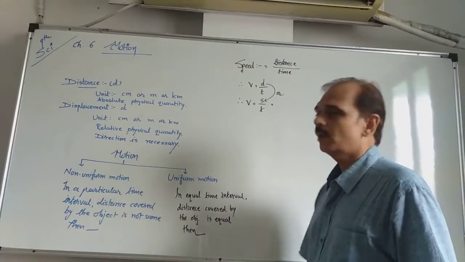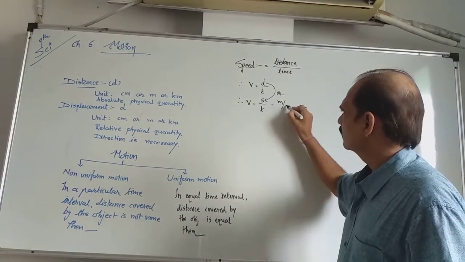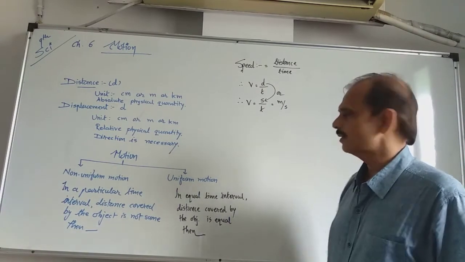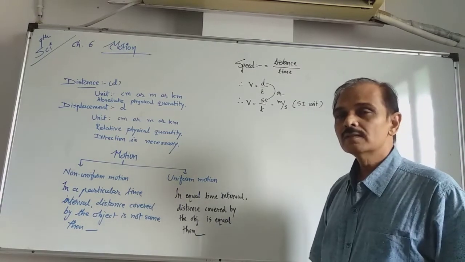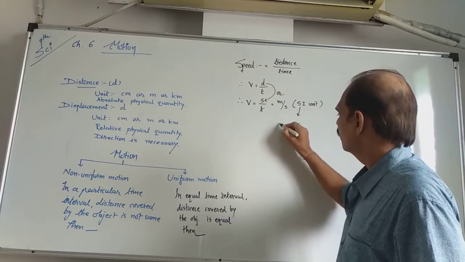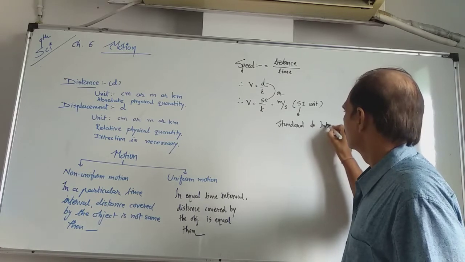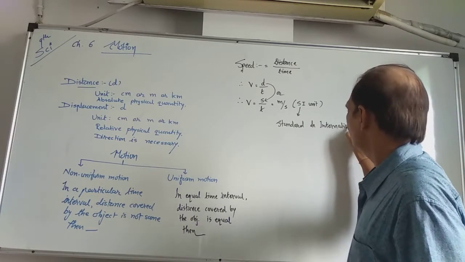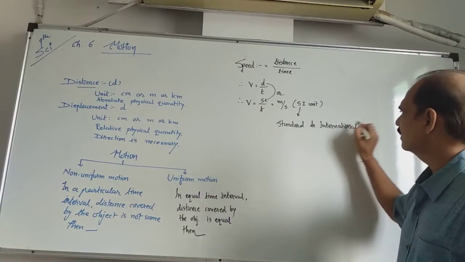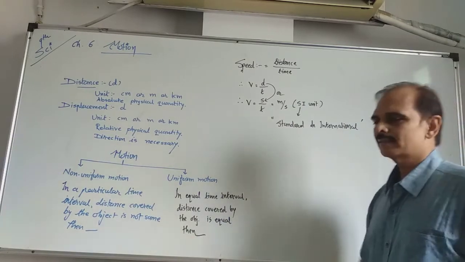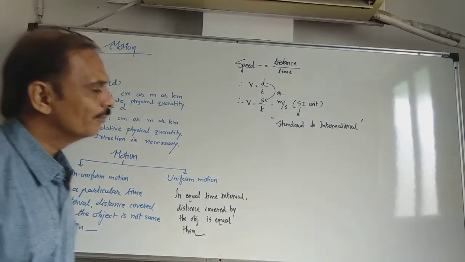Now what is the unit of speed? Unit of distance, if you take meter, per time, measured in second. Meter per second, that is called SI unit. What do you mean by SI unit? This is from the French language. The full form is Système International. In English, we say international system. It means this unit is accepted internationally.